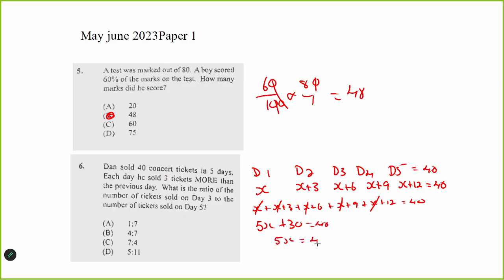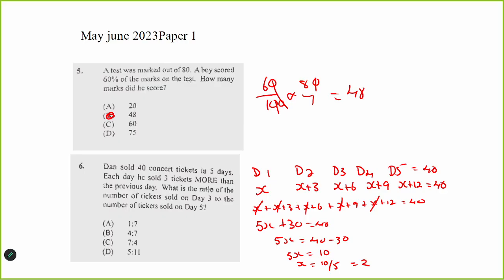5x would be 40 minus 30. So 5x is equal to 10. X would be 10 divided by 5. 10 divided by 5 is 2. So we know, this question is a little bit long. We know that X is 2.